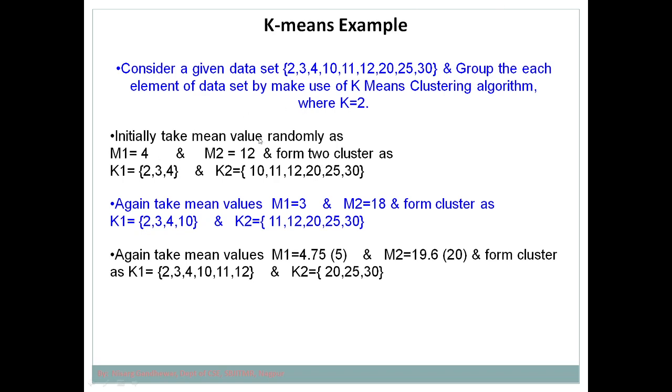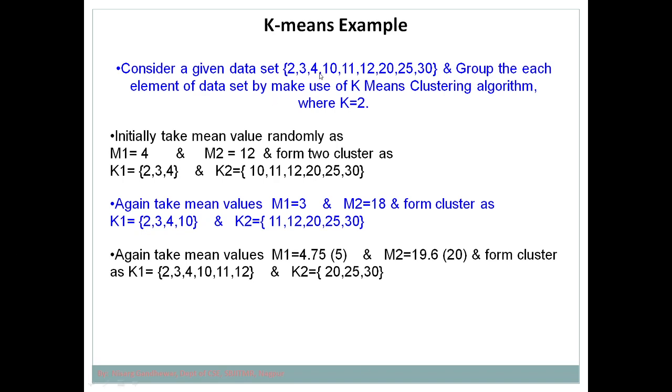4 minus 2 equals 2, and 12 minus 2 equals 10. So which is the lowest? Obviously 2 is the lowest, that's why data point 2 is partitioned into cluster 1 but not cluster 2. Then similarly for element 3, we check 4 minus 3 equals 1, and 12 minus 3 equals 9. So which is the minimum? The minimum is 1, so element 3 is mapped to cluster K1.